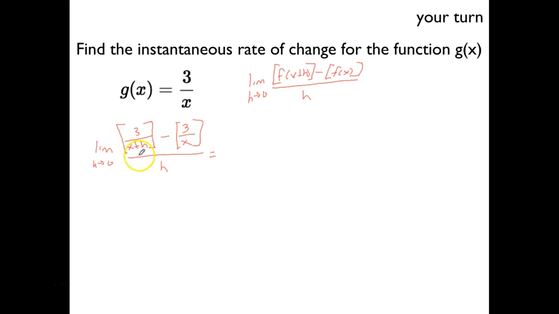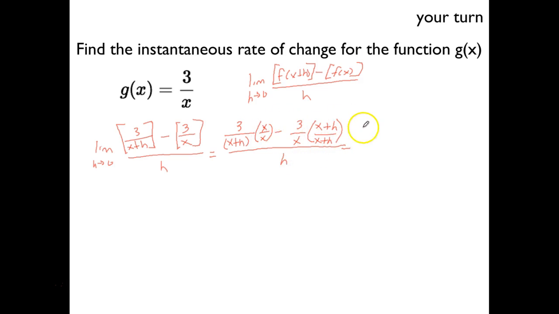Okay, now we can't plug in yet because that would leave a 0 on bottom. So we have to figure stuff out. We need to combine this. So a common denominator is how we're going to do that. So we're going to have 3 over x plus h. We're going to have to multiply this by x over x. Multiply by the other one's denominator. Minus 3 over x. We're going to multiply this one by x plus h over x plus h, all divided by h.